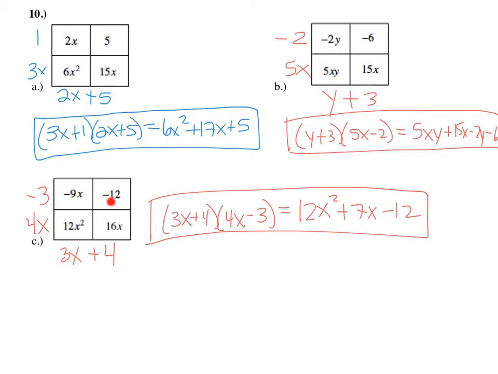So the key is to look at each row and pull out what they have in common, and every column what they have in common, and then stop to double check. Make sure 2x times 3x gives you 6x squared, 2x times 1 gives you 2x, 5 times 3x is 15x, 5 times 1 is 5.